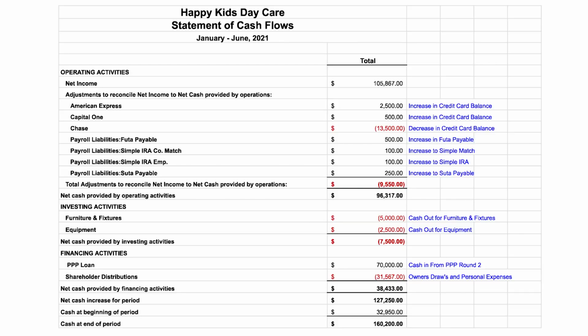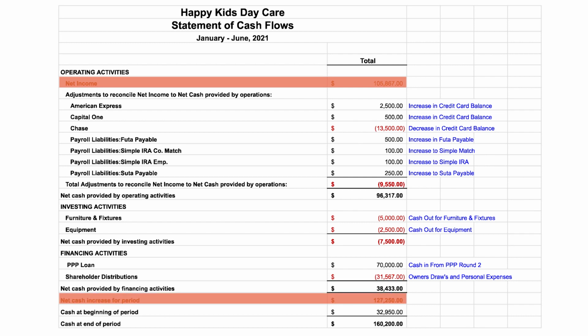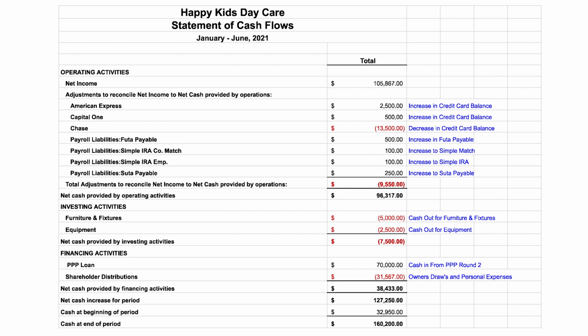So now that we've walked through all three of the Happy Kids Daycare financial statements, can we clear things up for Alice once and for all? Was there, in fact, a mistake in the books? If you remember, over the previous 6 months, Happy Kids Daycare had a net income of $105,867. But when Alice checked the bank balance, she saw that it had increased by $127,250. That's a mismatch of $21,383. The answers we're looking for are in column C of the statement of cash flows as shown here.